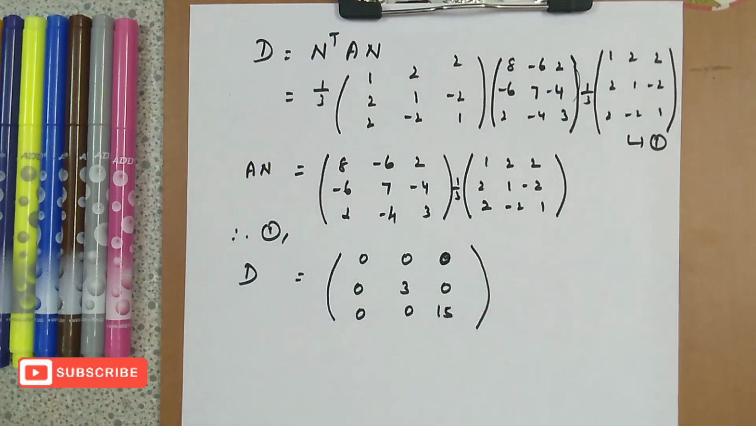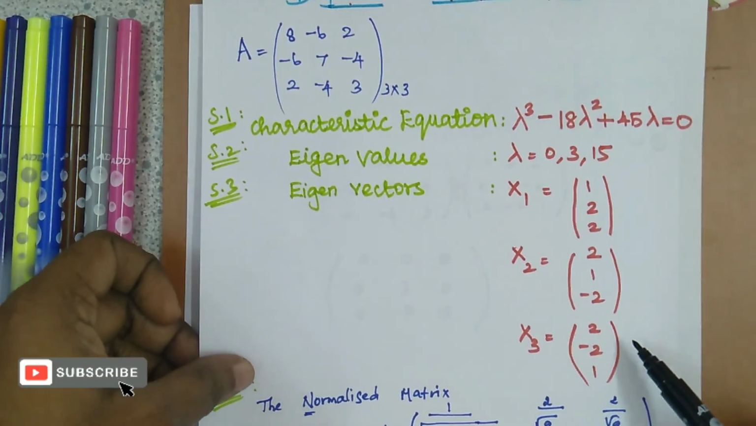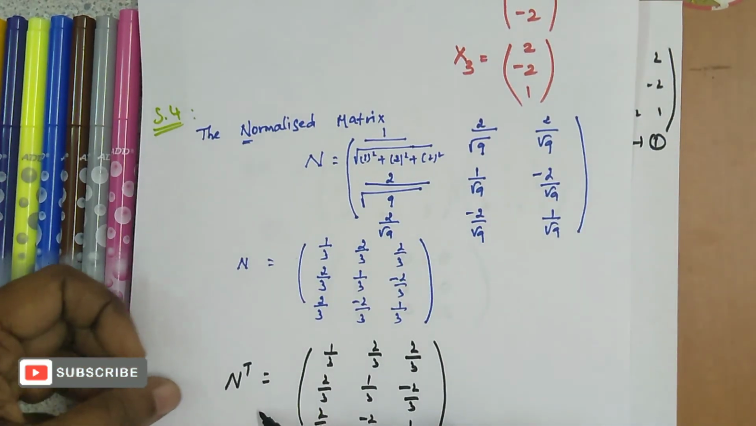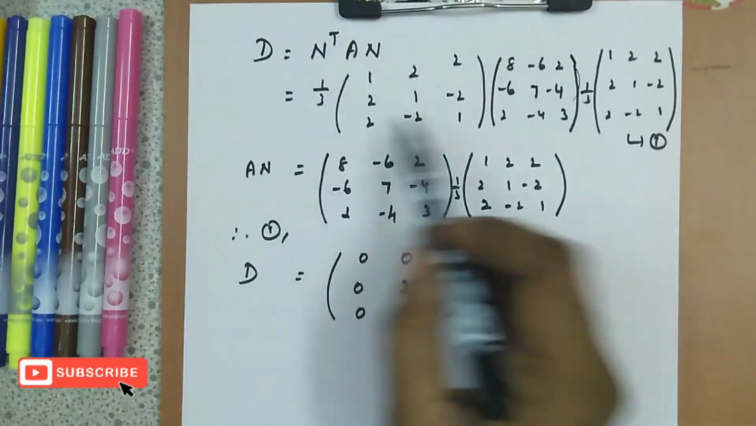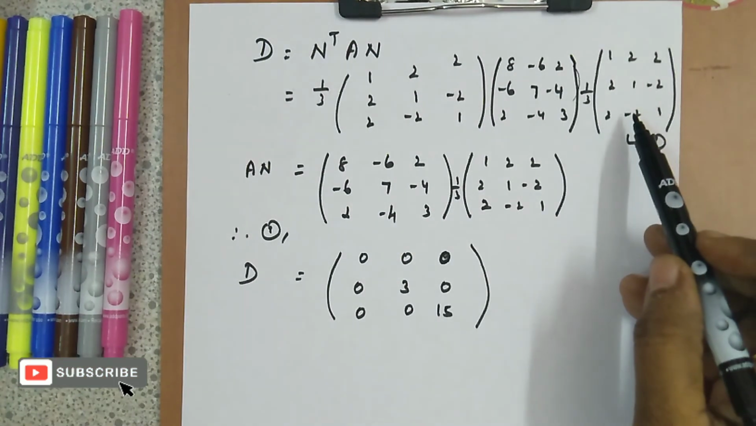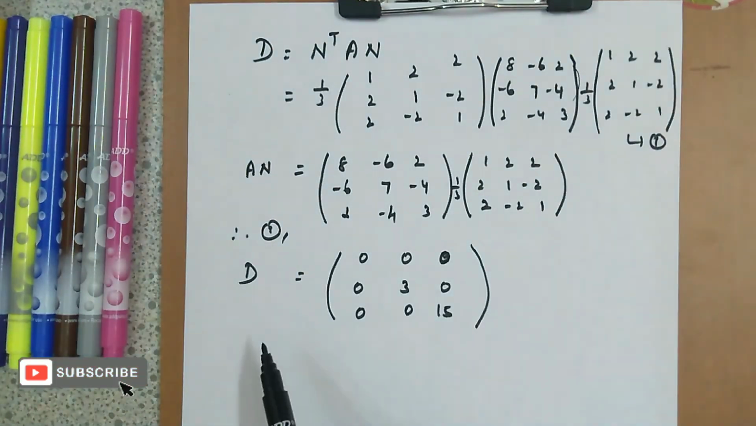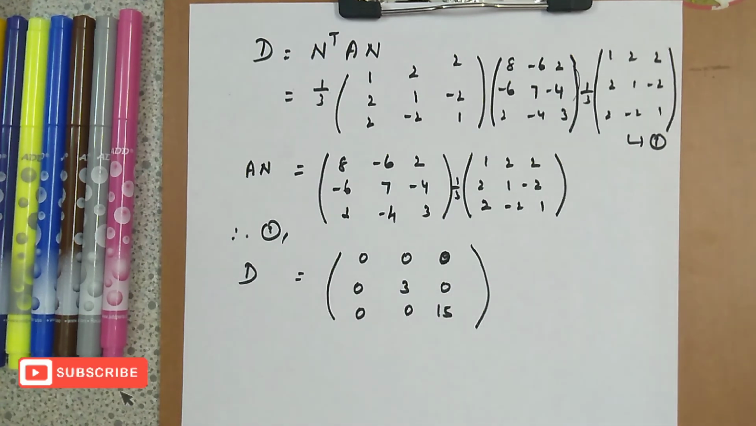This is the procedure for diagonalization. Once again I repeat the procedure. First we need to find the characteristic equation, and then eigenvalues, and then eigenvectors. After eigenvectors we need to normalize the matrix. After the normalization we have to go for the transpose. Then the D formula is D equal to N transpose A N. First we need to take the multiplication A into N. Then back to equation 1, substitute the AN matrix also. Then multiply with the N transpose. We need to get the answer as always the eigenvalues in the diagonal. This is the procedure for diagonalization.